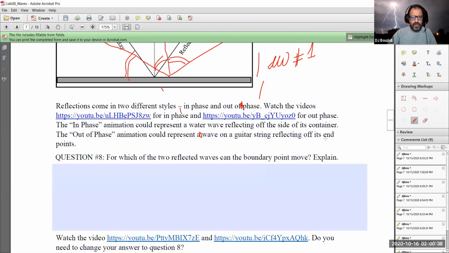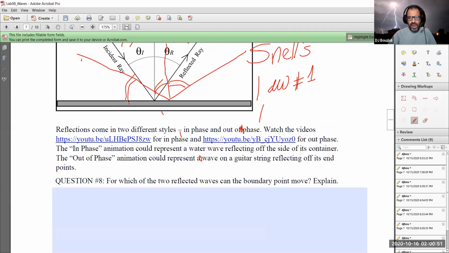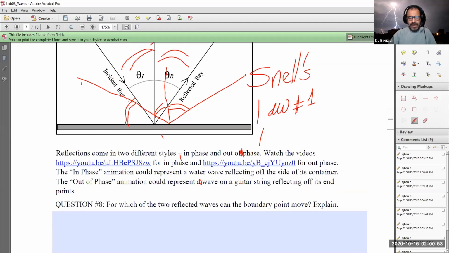Anyway, for which of the two reflected waves can the boundary point move? Okay. So you're going to look at the videos in here. Reflections come in two different waves, in phase and out of phase. So the reflected waves can be in phase, meaning basically in sync with the original, with the incidence, or out of phase, basically flipped.